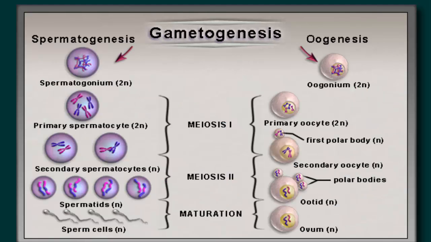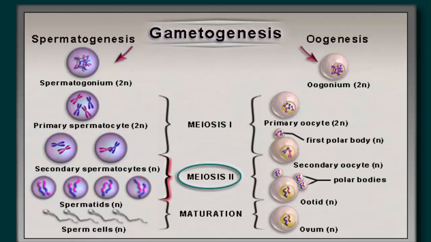This scene summarizes the events of human gametogenesis. Notice the role that meiosis plays in these processes. During meiosis I, the chromosome number in the primary spermatocyte and primary oocyte is reduced from a diploid set of homologous chromosomes to one haploid set of chromosomes, consisting of paired sister chromatids. The secondary spermatocytes and secondary oocytes then undergo meiosis II.